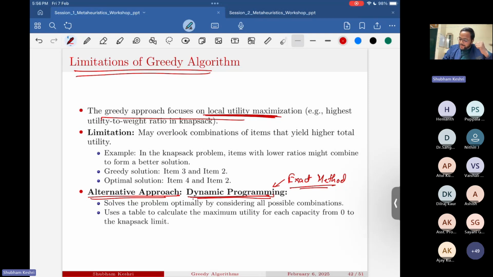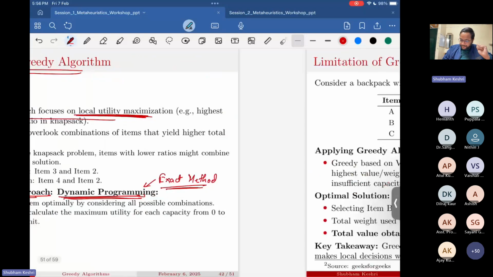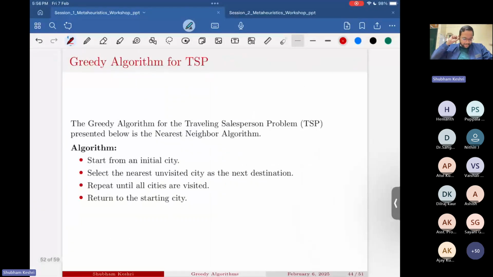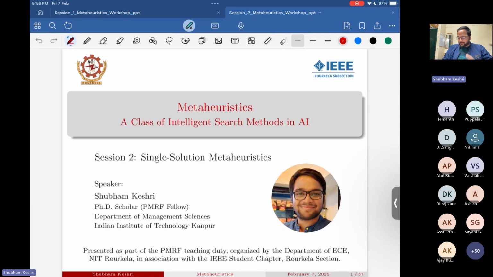So if you use dynamic programming, you are guaranteed to get an optimal solution. Why? Because it is an exact method, but the time it takes to solve that problem will become large. This example I have given, you go through it after this workshop, and you will be able to understand it. So we have covered the greedy approach for the traveling salesman problem. Whatever we did not discuss yesterday has been covered today. So we'll move to today's content.